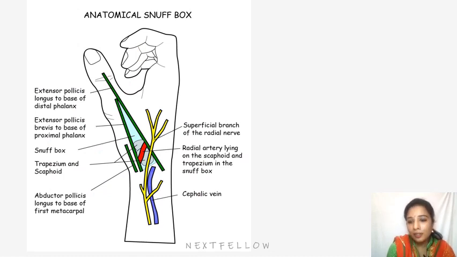As the anatomical snuff box is clinically very important, it is important to know its boundaries. Anterolaterally it is bounded by the tendon of abductor pollicis longus. So this is the abductor pollicis longus tendon, and just next to it is the extensor pollicis brevis tendon. So abductor pollicis longus and extensor pollicis brevis form the anterolateral or radial boundary.